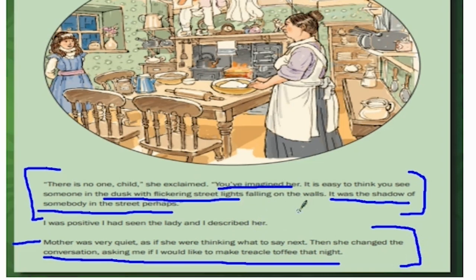Okay, so why might Penelope be frustrated with that? Well, Penelope says here, "I was positive I had seen the lady," and she's certain that she's seen this lady. And she kind of wants her mother's approval, and she wants her mother to agree with her and say, yes, there is a ghost in this house. But her mother doesn't do that. So she's frustrated with her mother's response.